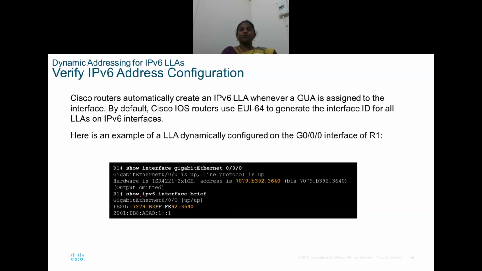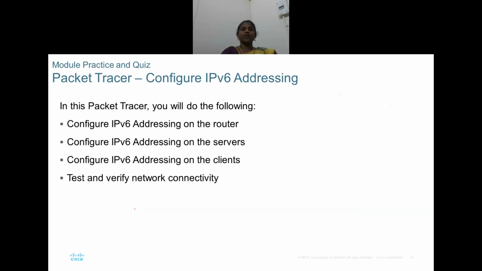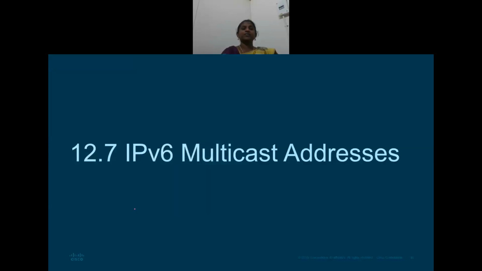Or you can even use show interface and show IPv6 interface brief. These are the commands which are used for configuration. There are a few Packet Tracer activities also available in your course material. You can do it. Next, we'll move to the next topic called IP version 6 multicast address.